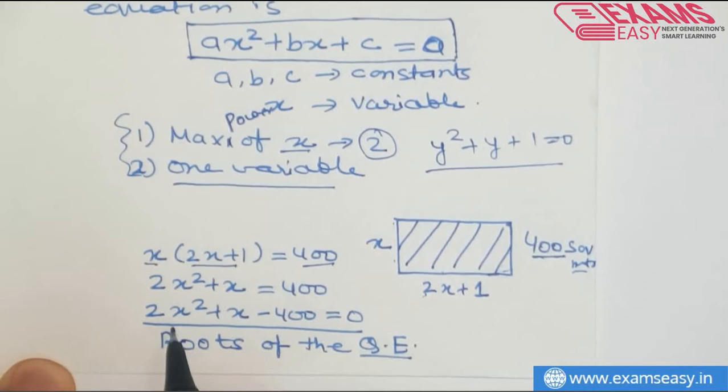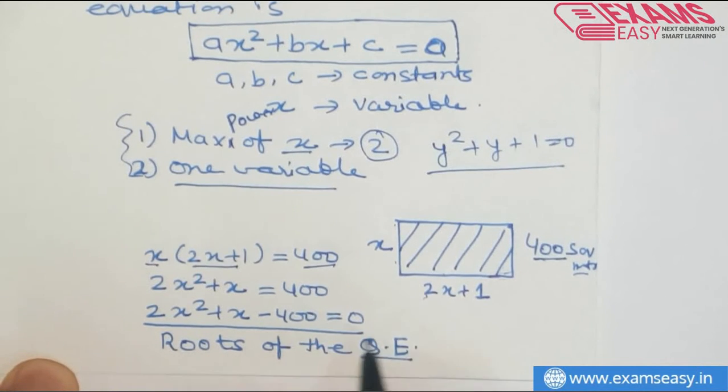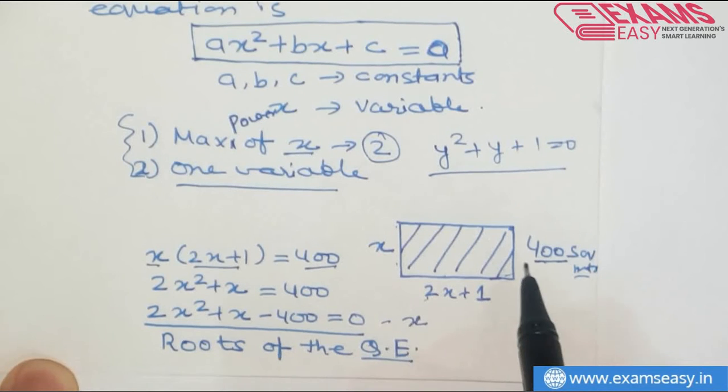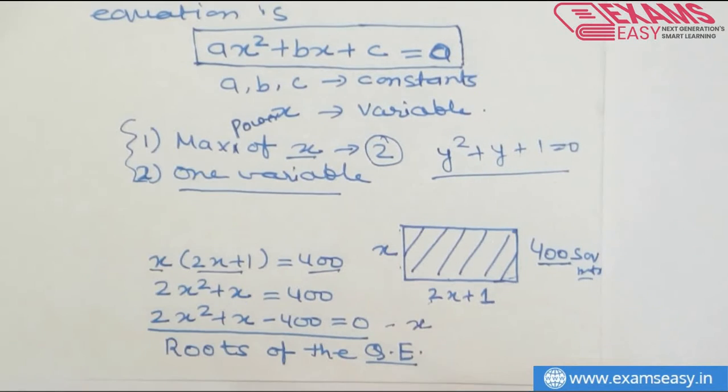Now if you solve this quadratic equation for the value of x, then you will get the value of x, and from that value you will be able to tell the length and breadth of this warehouse. So by solving the quadratic equation and getting the roots, you will find the value of x. By using that value, you will be able to tell the length and breadth of this warehouse.